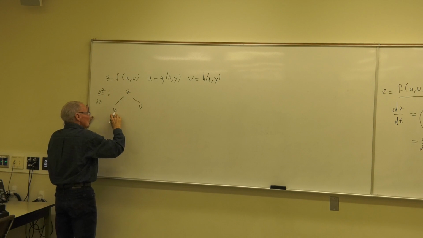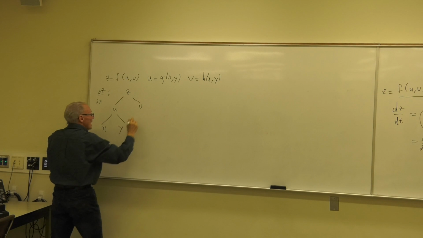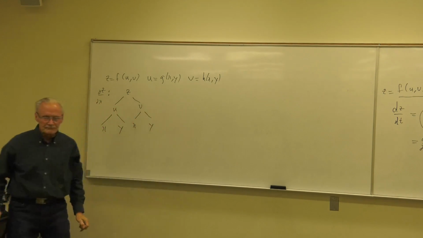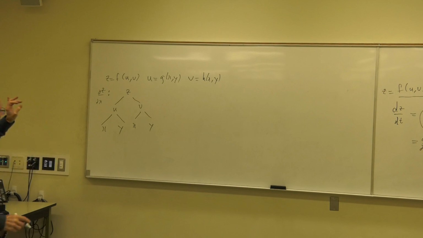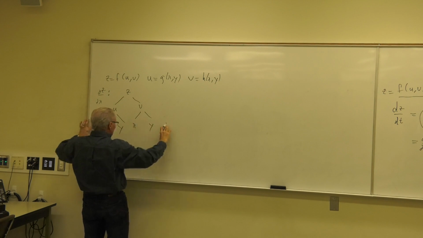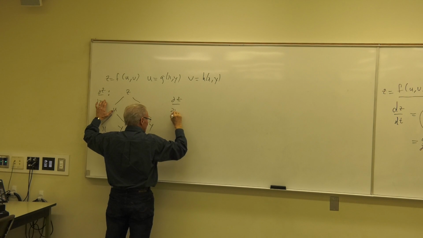But u is a function of x and y, so I put that here. And v is a function of x and y, and I put that there. That's showing me that ultimately I could think of z as a function of x and y. And the requirement here is to find ∂z/∂x.